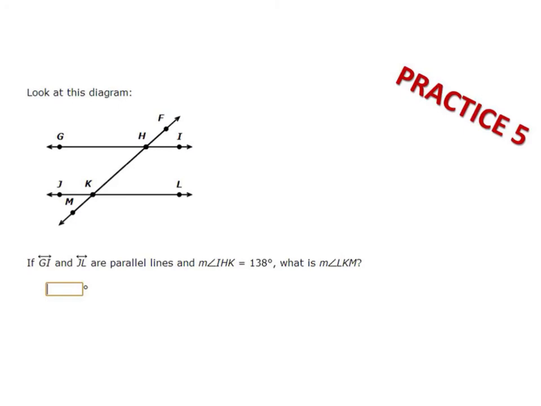Practice 5. If lines GI and JL are parallel lines and the measurement of IHK equals 138 degrees, what is the measurement of LKM? So let's find angle IHK. IHK would be right there. You need to find the other angle and determine its measure.